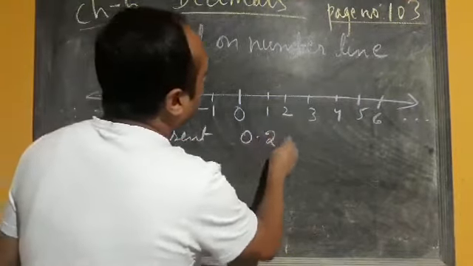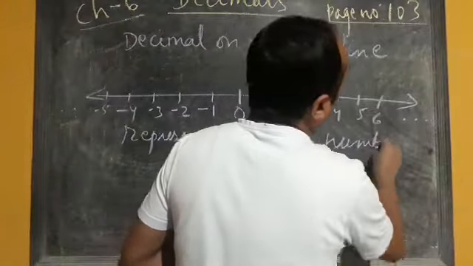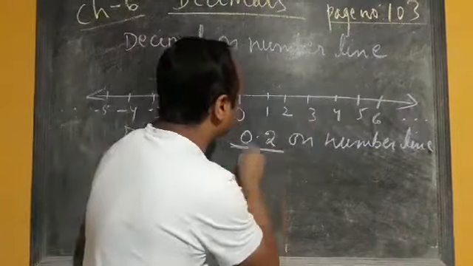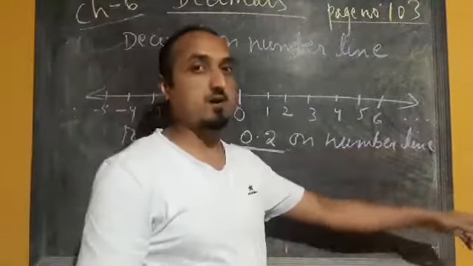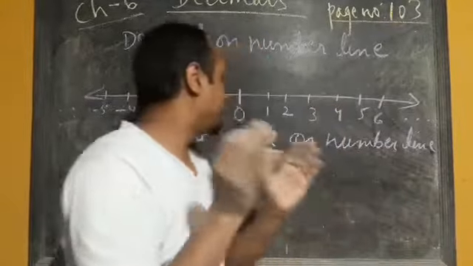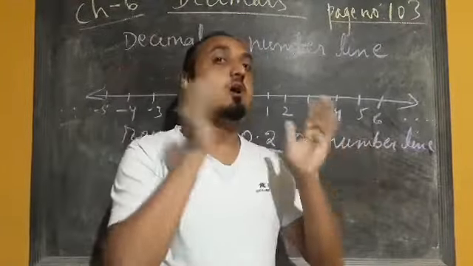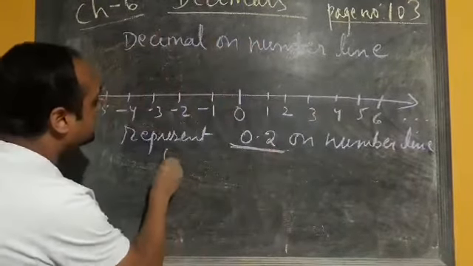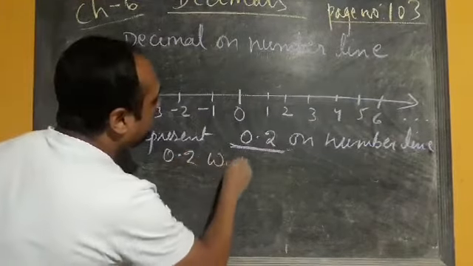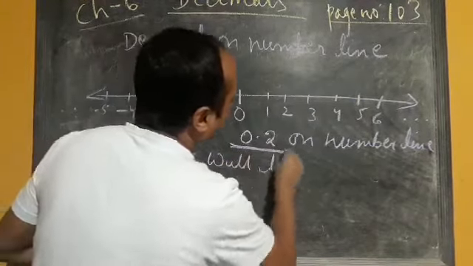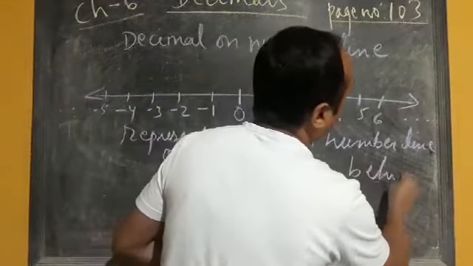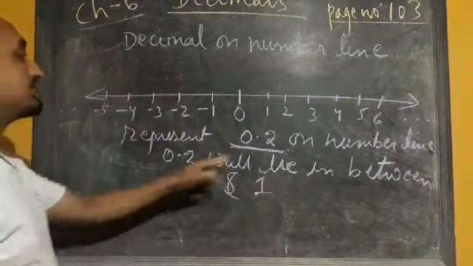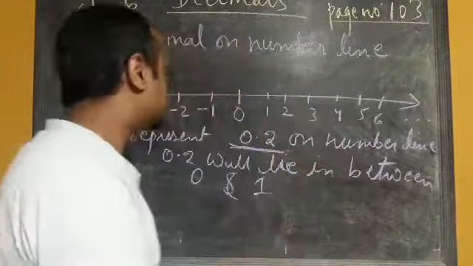Suppose we are given one question: represent 0.2 on a number line. The first step to remember is where 0.2 will lie. It will lie between 0 and 1. So this 0.2 will lie in between 0 and 1.